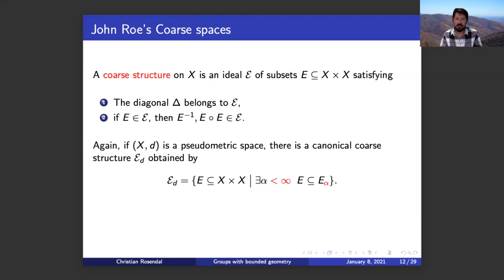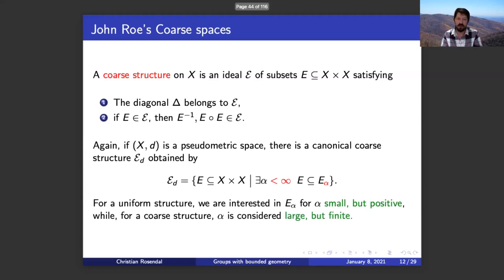If you start out with a pseudometric space, again you can get a canonical coarse structure associated with it, namely by taking the subsets E of X cross X that are contained in some E alpha, where now you demand that alpha is finite. For a uniform structure, essentially you are interested in E alphas where alpha is small but strictly positive, whereas for a coarse structure, you're really interested in large alphas that remain finite. So one defines a filter, and the other defines an ideal.